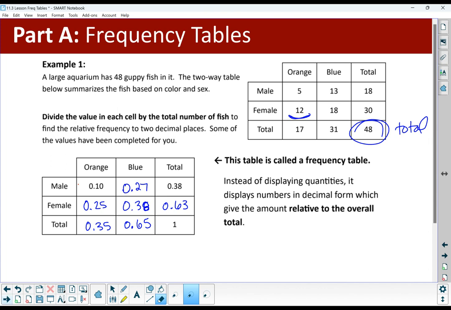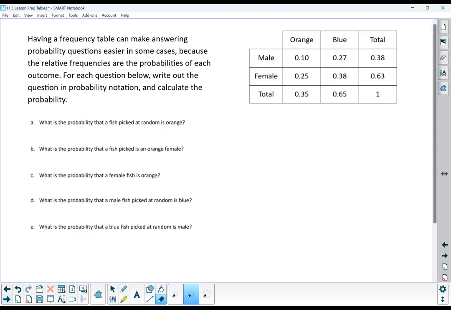Okay, so now that we have this frequency table, one of the things that makes frequency tables great is that they make it easier to answer probability questions in some cases, because the relative frequencies are the probabilities of each outcome. If I'm interested in the probability that a fish picked at random is orange, I can just look at this number right here. That tells me that the probability that a randomly picked fish is orange is 35% or 0.35.